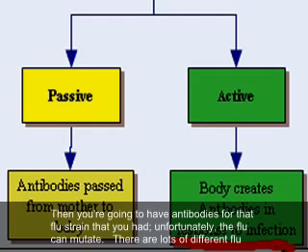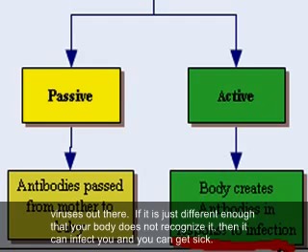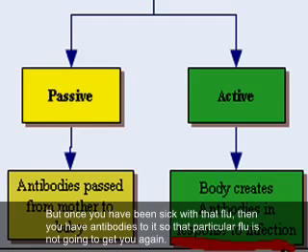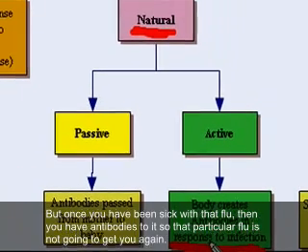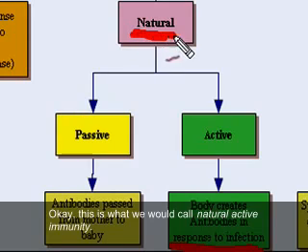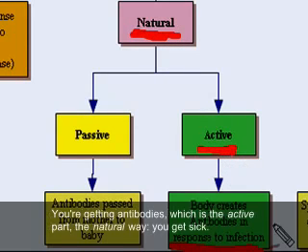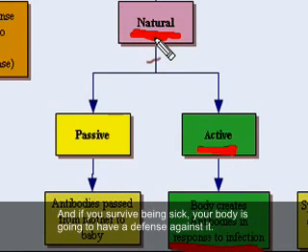You're going to have antibodies to that flu strain that you had. Unfortunately, the flu can mutate. There are lots of different flu viruses out there, and if it's just different enough that your body doesn't recognize it, then it can infect you. You'll get sick. But once you've been sick with that flu, then you're going to have antibodies to it, so that particular flu isn't going to get you again. Okay? This is what we would call natural active immunity. You're getting antibodies, which is the active part, the natural way. You get sick. And if you survive being sick, your body is going to have a defense against it.